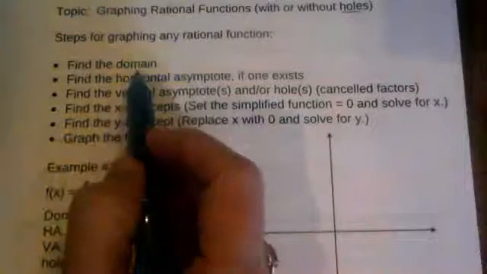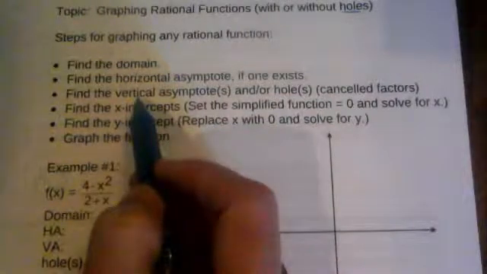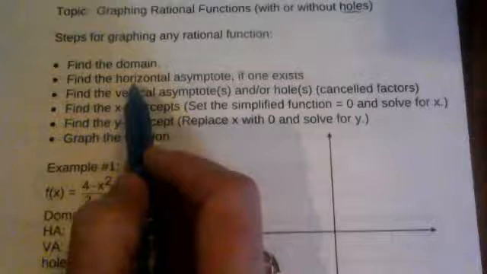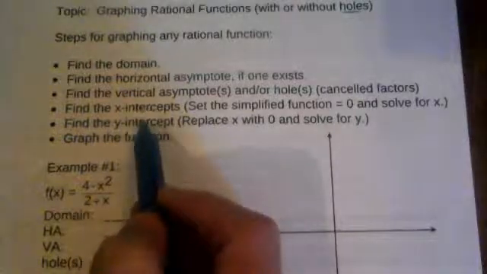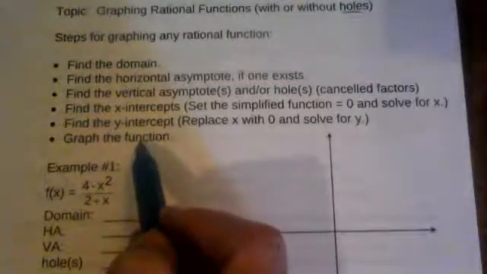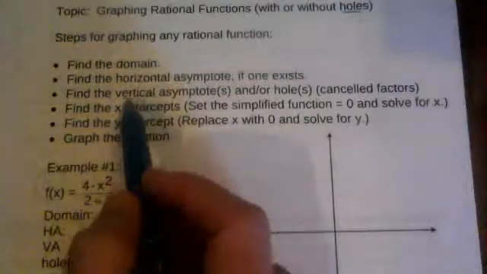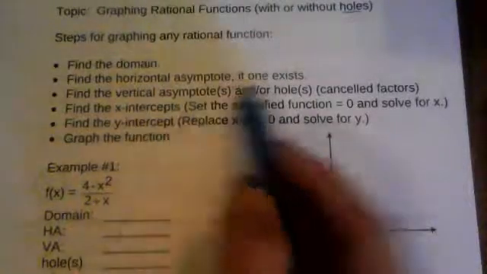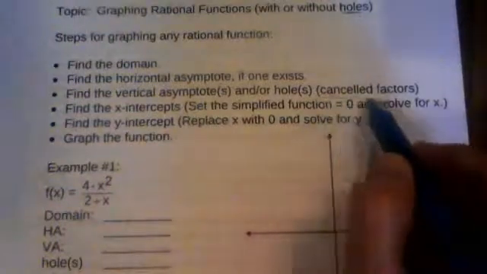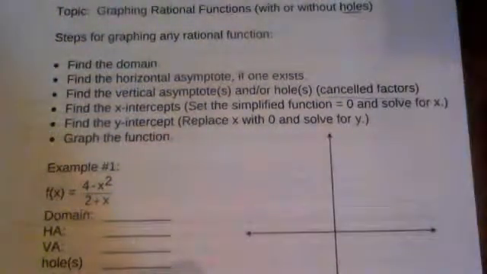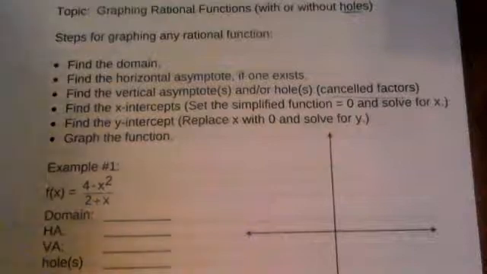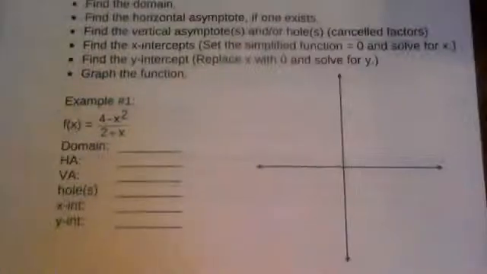We need to find our domain, which gives us our vertical asymptotes. We need to use our rules to find our horizontal asymptotes. We're going to find our x and y intercepts, and we're going to graph the function. But remember that whenever we're talking about our vertical asymptotes, we have to reduce our function first. And we haven't actually had any functions that would reduce. But when they do, then that is what's going to have an effect on whether or not we have holes in the graph. So let's take a look.